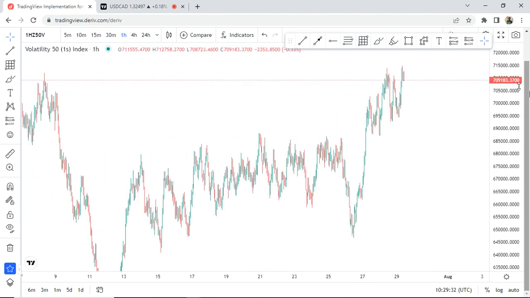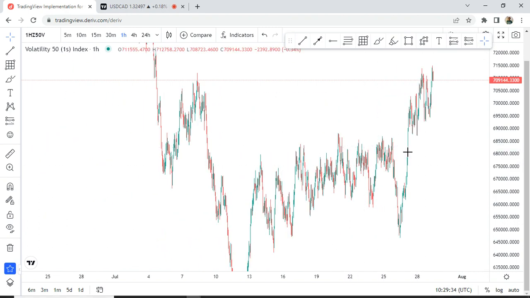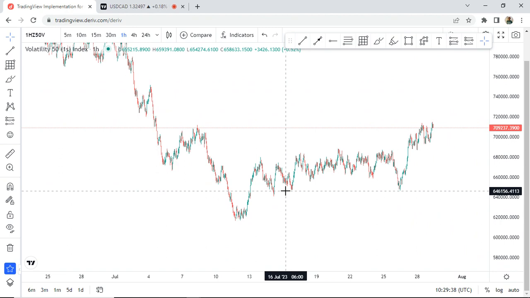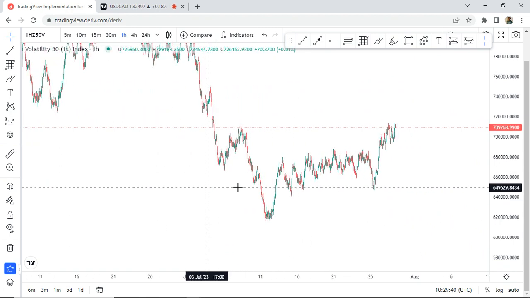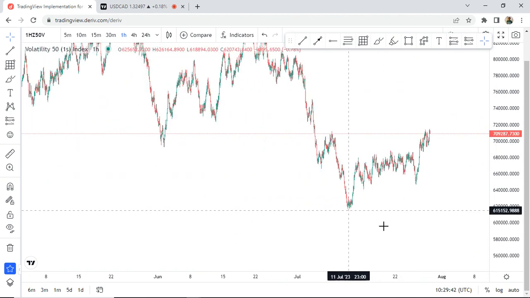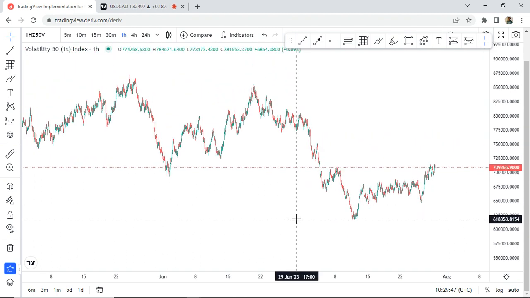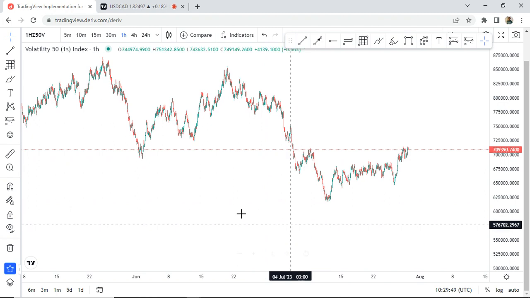This is the most volatile volatility pair when it comes to this pair, guys. So when it comes to this one, first of all we need to look at the trend, guys. We're in a downtrend.